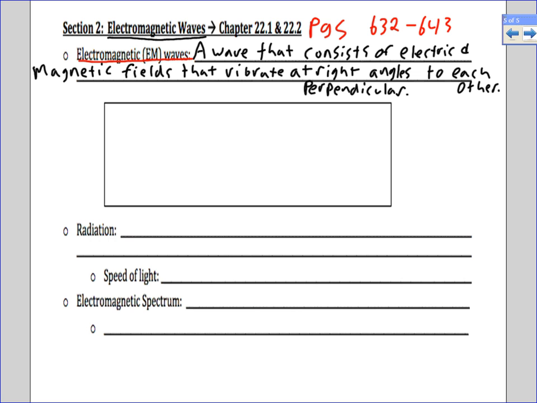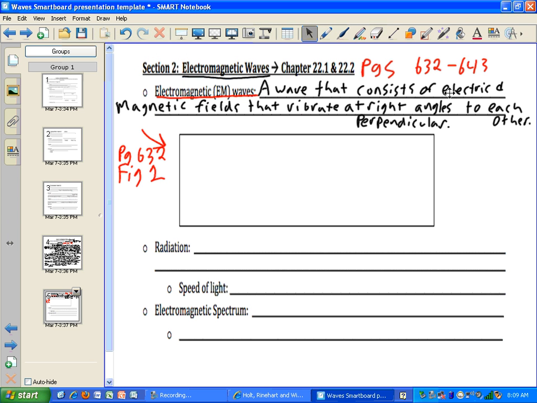All right? And now what this box is here for, as you can see, I want you to go to page 632 in your textbook and look at figure 1. And I want you to either put a description in your own words of the wave or even try to draw the wave. Okay? And I'm going to kind of show you right here what you're looking at.